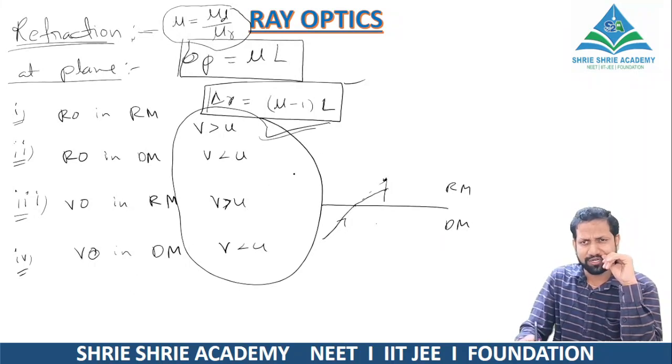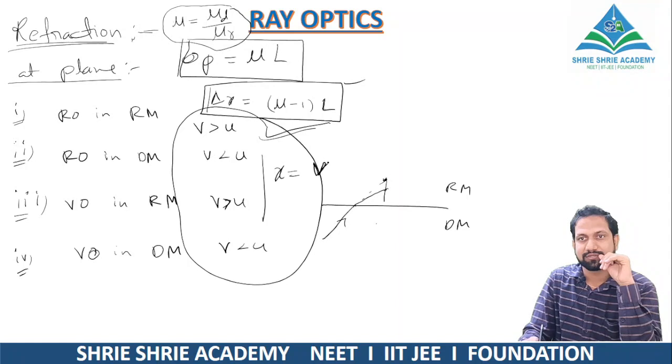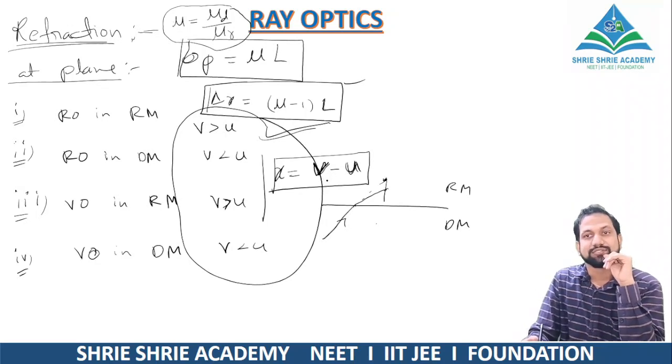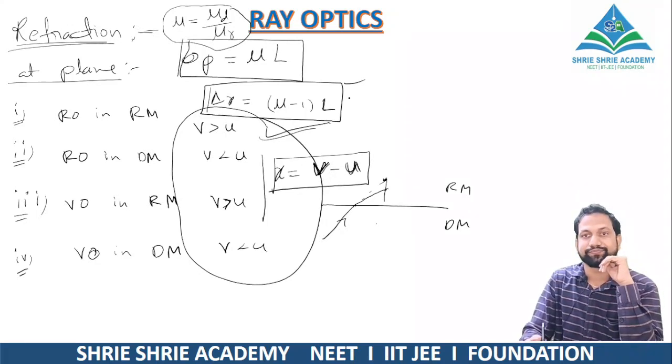And I told you already, the shift X is always the difference between apparent and actual. Apparent is image distance, actual is object distance. The gap between image distance and object distance is called shift. Okay, I hope you got it.